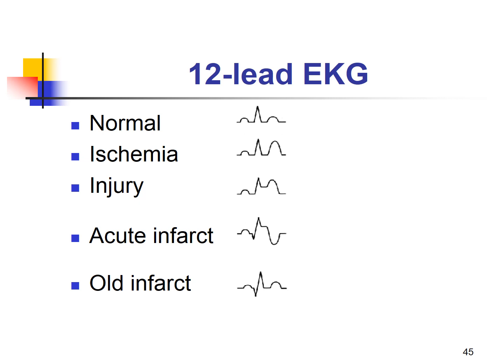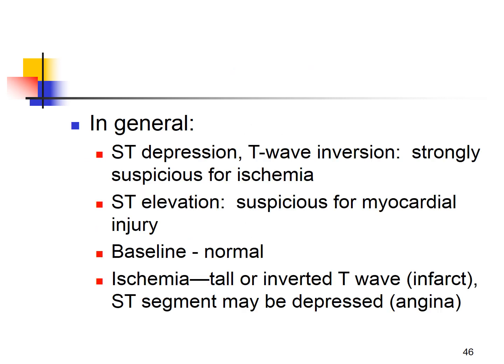The cardiac nurse has to learn this and understand and appreciate it, but it's more important for all nurses to just understand what the normal looks like, because if you know what normal is, you can always question what is not normal. Next slide. So in general, ST depression, T wave inversion, strongly suspect ischemia. The ST segment elevation is suspicious of myocardial infarction. And in ischemia, usually you will see tall inverted T wave, which shows the impact. ST segments may be depressed in angina. Next slide.